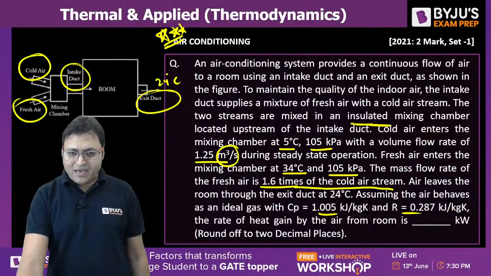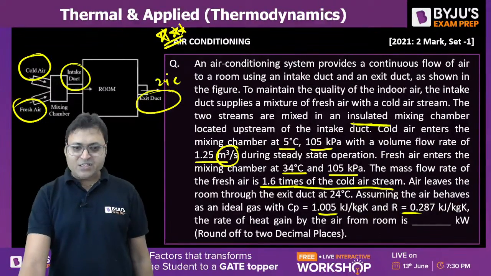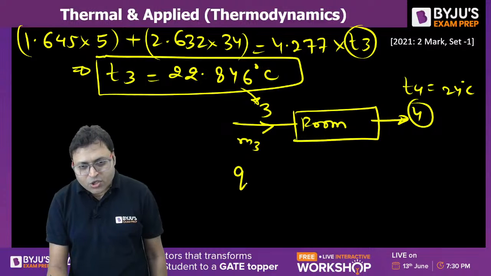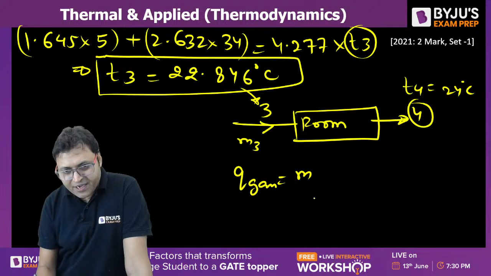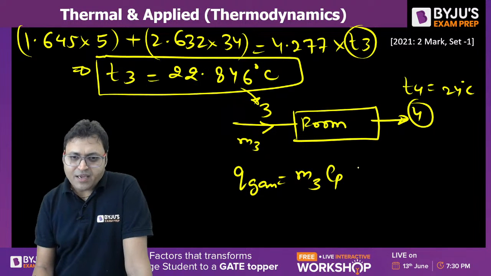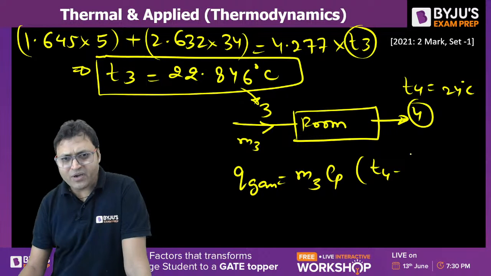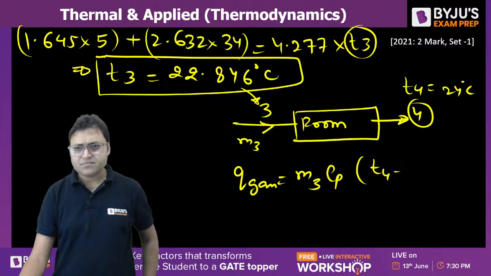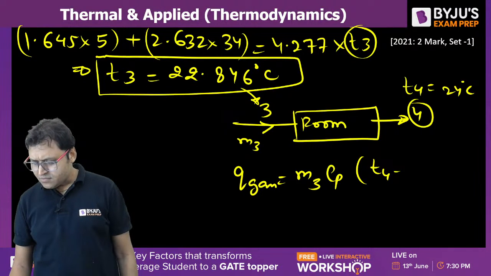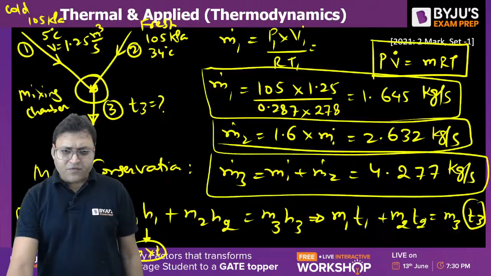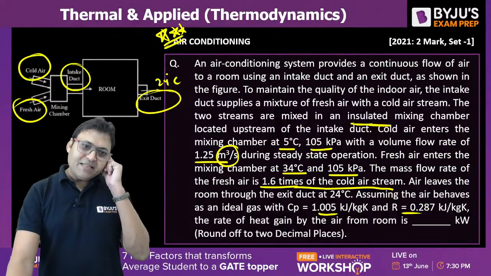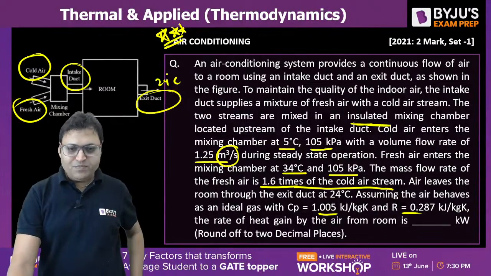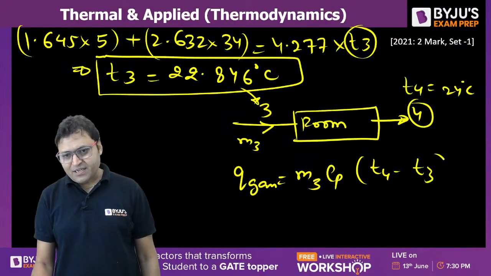The question is to find out the rate of heat gain, that is Q gain. Q gain is equal to M3 into Cp into T4 minus T3. How are you getting the rate of heat gain? The rate of heat gain by the air from the room is proportional to T4 minus T3. That is the rate of heat gain.